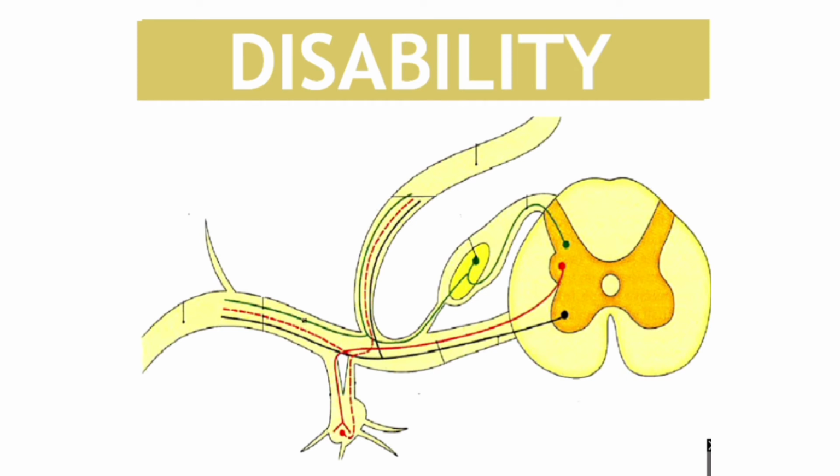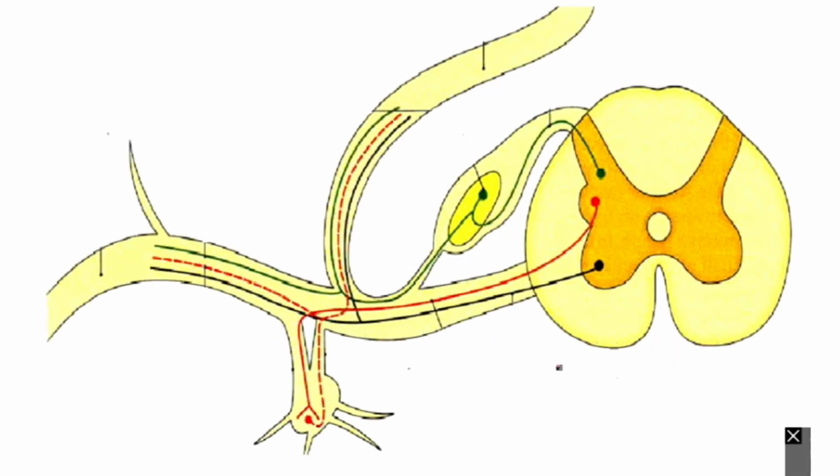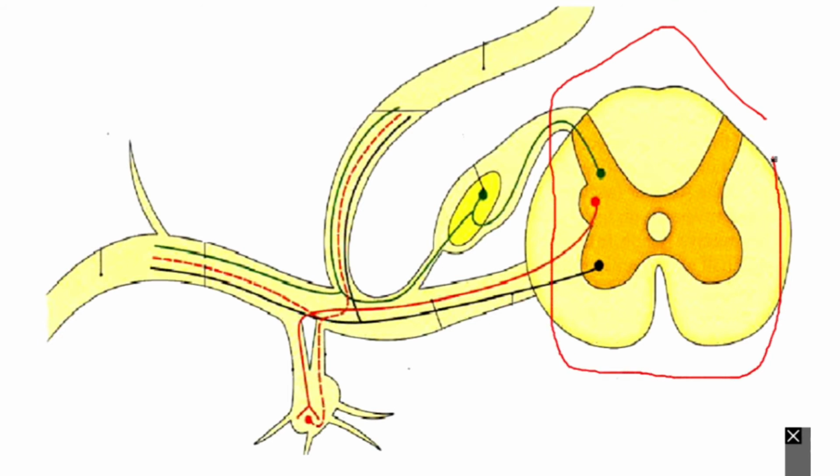Disability. The disability which results because of this paralysis is known as Horner's syndrome. Horner's syndrome occurs if the T1 vertebra is injured proximal to the white rami communicantes to the first thoracic sympathetic ganglion. Now this vertebra present here is the first thoracic vertebra, and this is the sympathetic ganglion of the first thoracic vertebra. This is the white rami communicans, and this is the grey rami communicans.